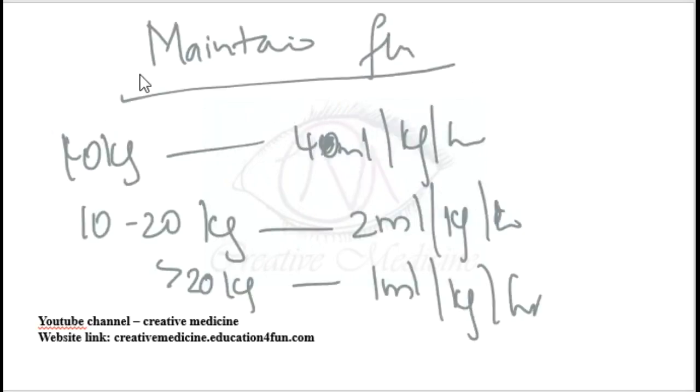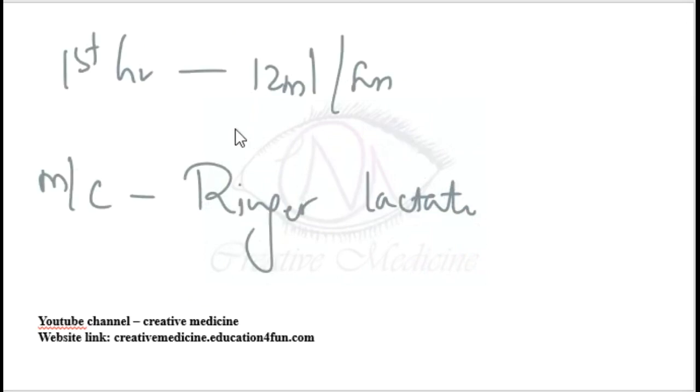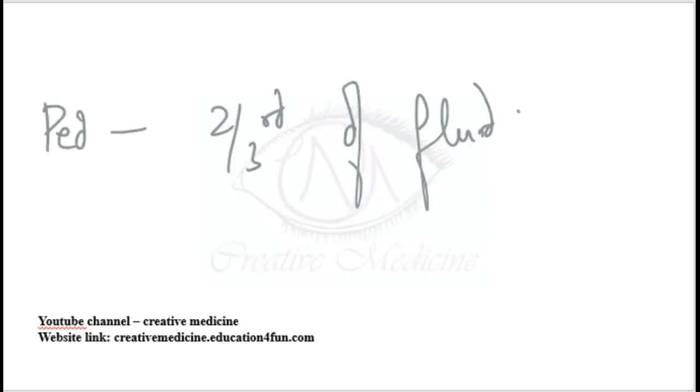So this maintenance fluid rule is the 4 to 1 rule or Holliday rule. According to this rule, for the first 10 kgs we give 4 ml per kg per hour. For the next 10 kgs, that is from 10 to 20 kgs, we give 2 ml per kg per hour. After this 20 kgs, we give 1 ml per kg per hour, and this is calculated. And among this calculated fluid, 12 ml per kg is given in the first hour. The most common type of fluid is ringer lactate, and for pediatrics, we give 2/3 of the calculated fluid.